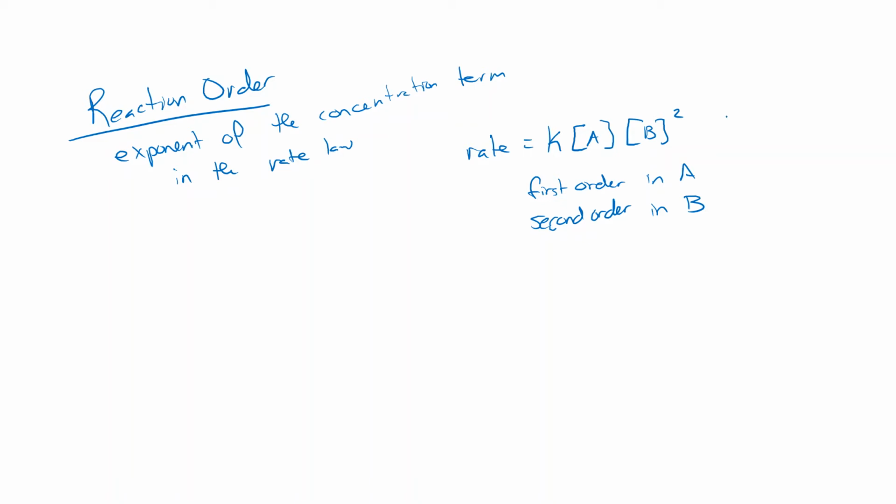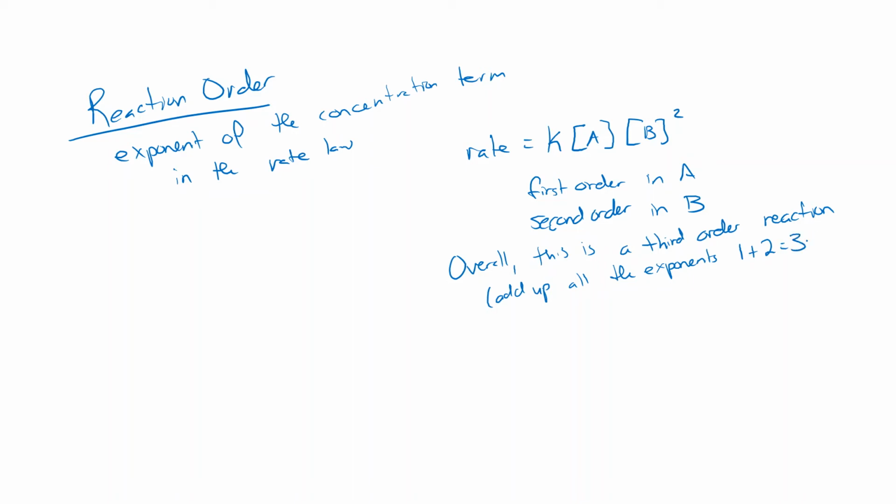So we can have first order in A, second order in B, and then we would say overall, this is a third order reaction, because we add up the orders. So add up all the exponents. And so we get 1 plus 2, which equals, get out my calculator, pretty sure that's 3. Okay. So we add the 1 exponent from A, the 2 exponent from B, and we get the overall order of the reaction.